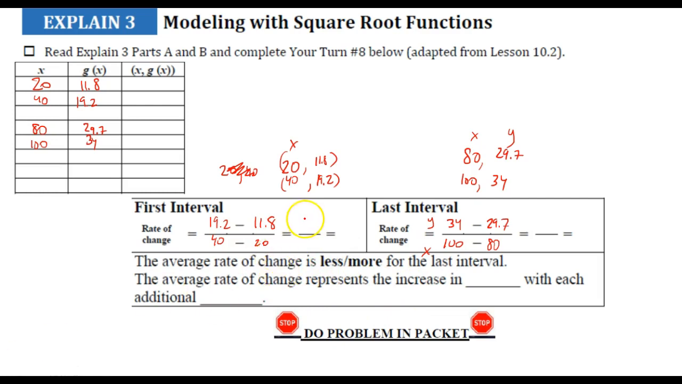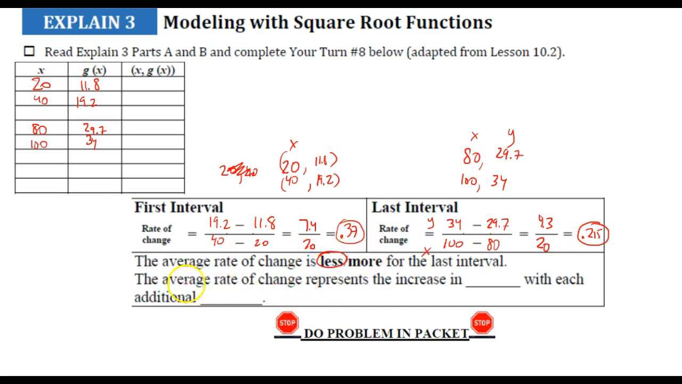So that would be about 7.4 over 20. If I divided that out, that would be about 0.37. If I subtracted this one out, that would be about 4.3 over about 20. We divide that out, that would be about 0.215. So it says the average rate of change is less than or more than for the last interval. As we can see, the first interval is about 0.37, whereas the last interval is a little less.